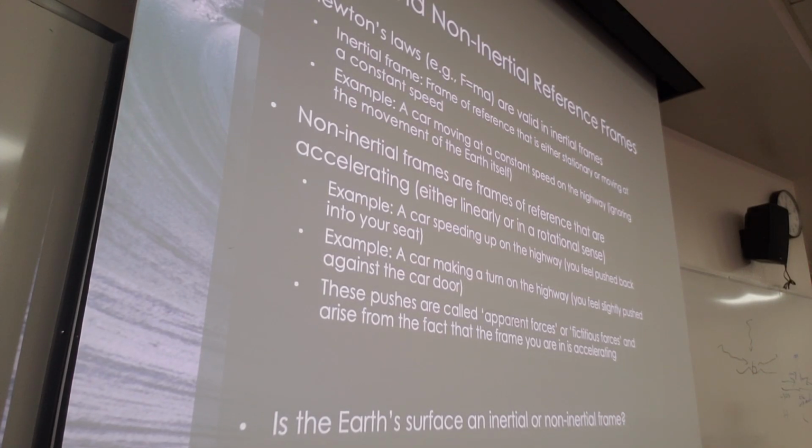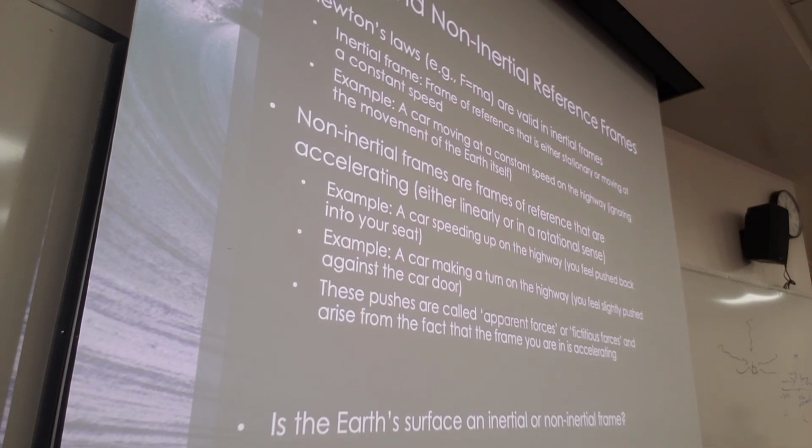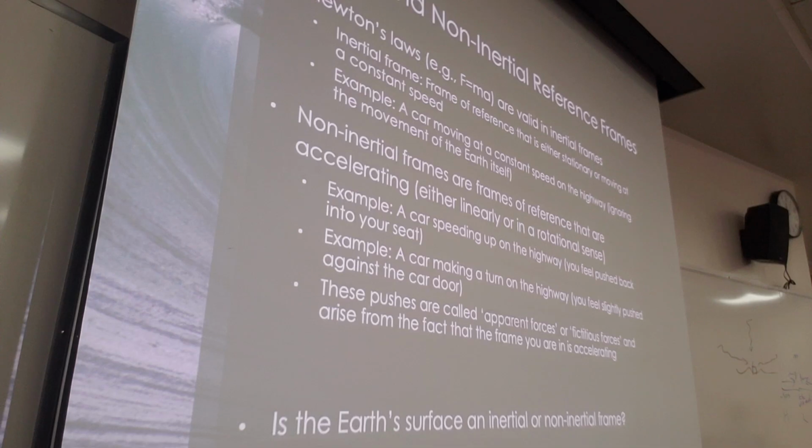So to talk about the Coriolis force, we just need to briefly mention this idea of inertial frames versus non-inertial frames. This is a little bit of fancy physics terminology, but an inertial frame basically means a frame of reference or a coordinate system where you're either stationary or you're moving at a constant speed. For example, if you're just standing still, or if you're in a car that moves at a constant speed, that means that Newton's laws are going to look normal.